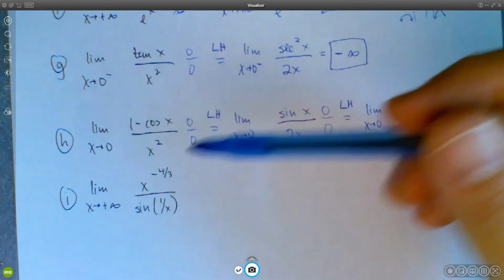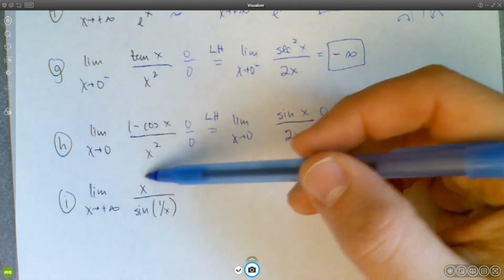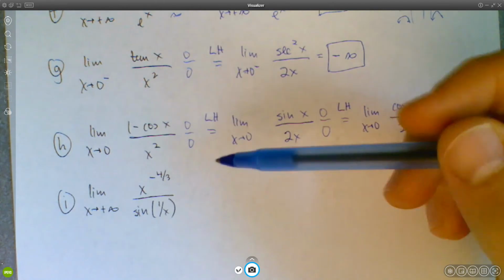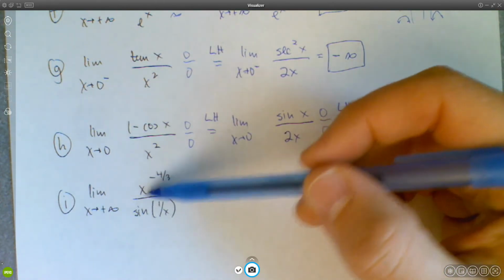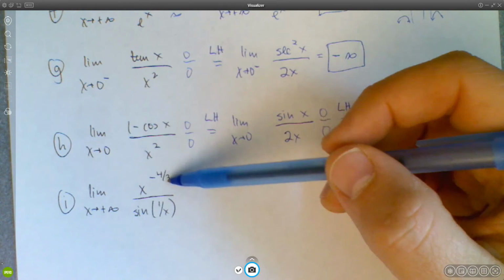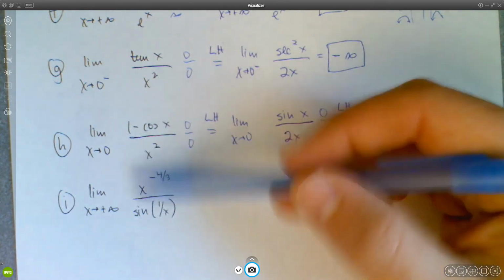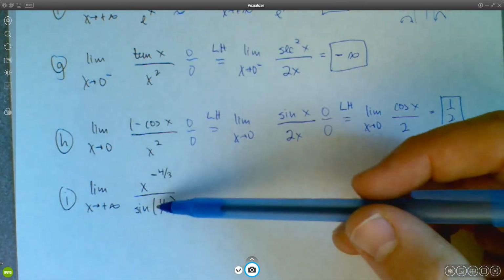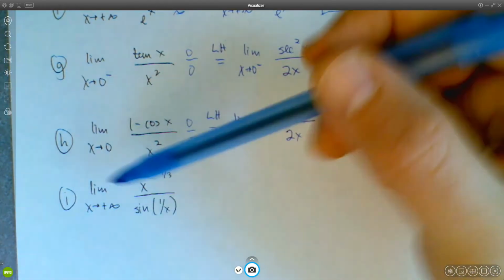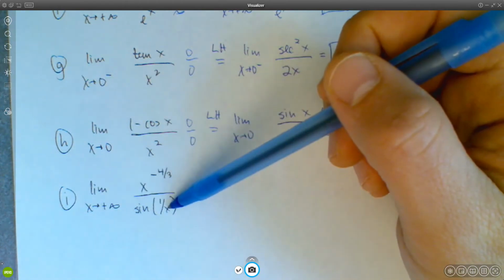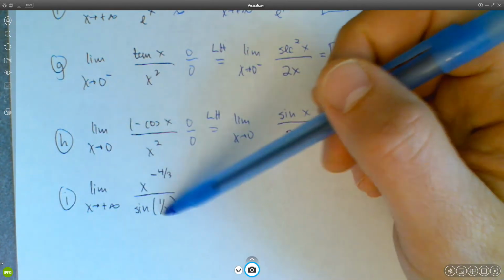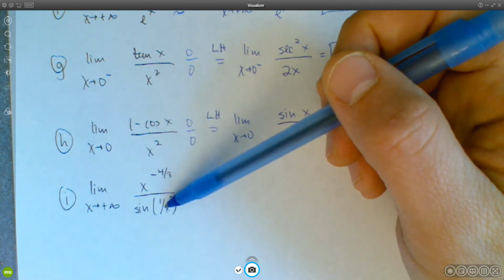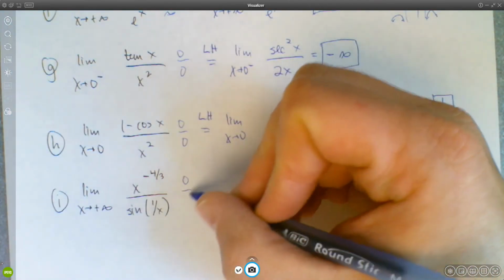Okay. So, as x gets really, really large, x to the negative 4/3 is the same thing as 1 over x to the positive 4/3. And as x gets really large, 1 over x to the positive 4/3 is going to get really, really small. So the numerator is going to 0. What's happening in the denominator? Sine of 1 over x. As x gets really large, 1 over x gets really, really small. It gets close to 0. And sine of 0 is 0. So this is an indeterminate of the form 0 over 0.